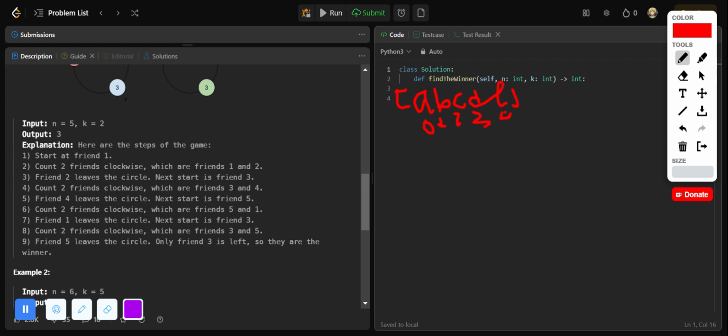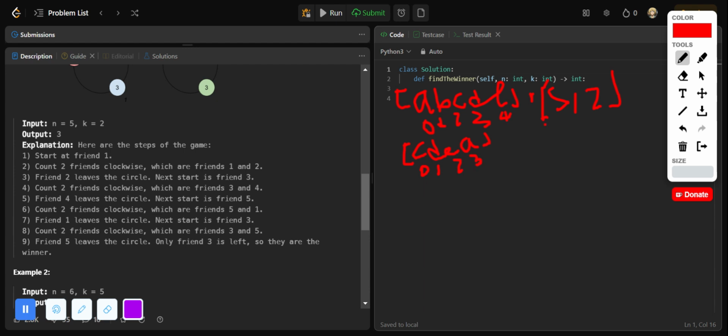So in this arrangement, n is 5 and k is 2. These are our parameters. The one who loses the game is B. So B is removed from the game, and our representation is going to start from C, D, E, and A is going to be the last. And our indices will be 0, 1, 2, and 3.